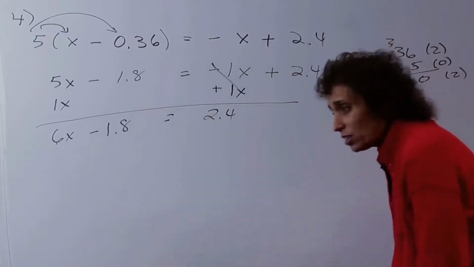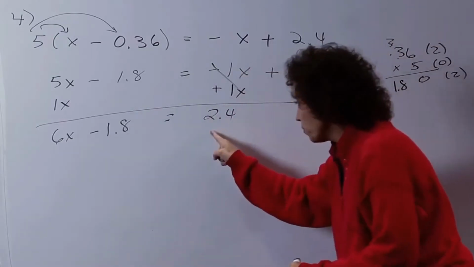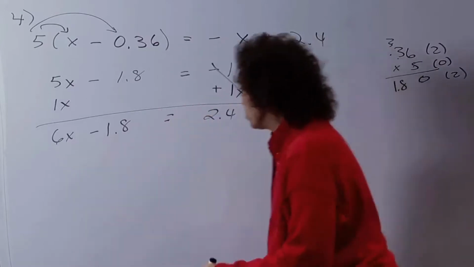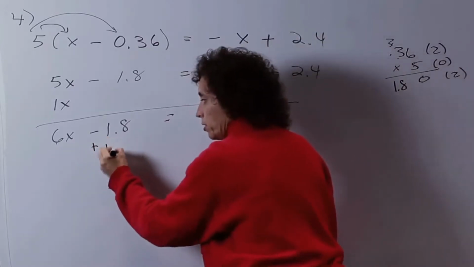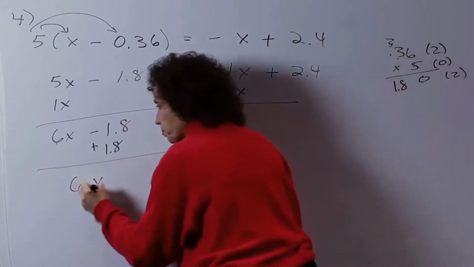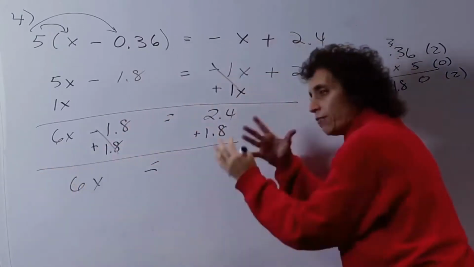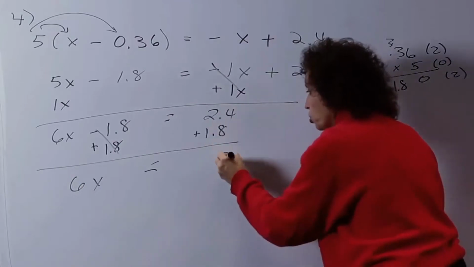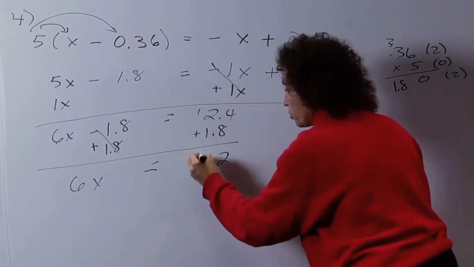Ready? Almost done. Here we go. Not going to move him. He's got no friends. I'm going to do the opposite of what's been done here. I'm going to add 1.8. I'm going to line up my decimals. 8 plus 4 is 12. Carry the 1, that's 4.2.